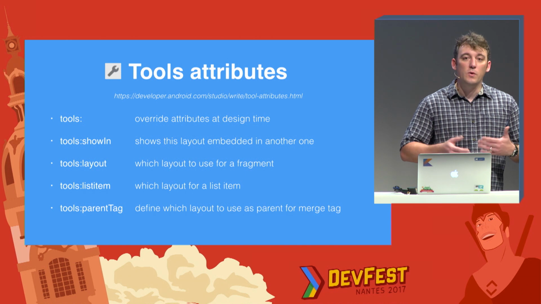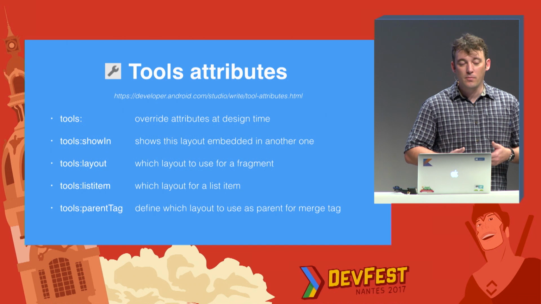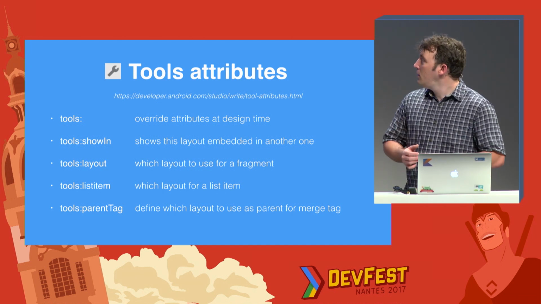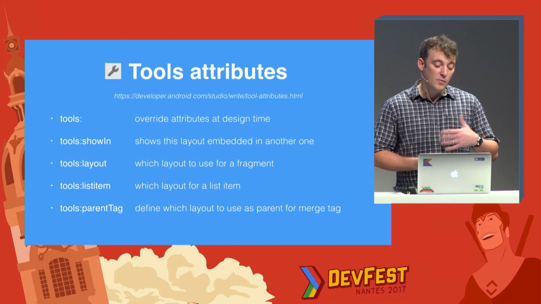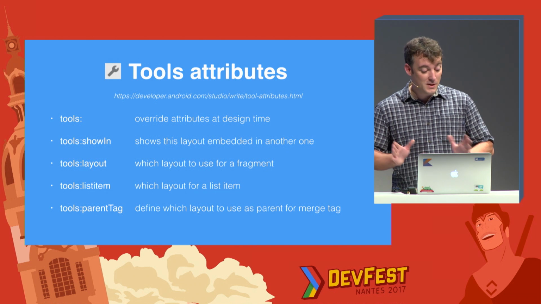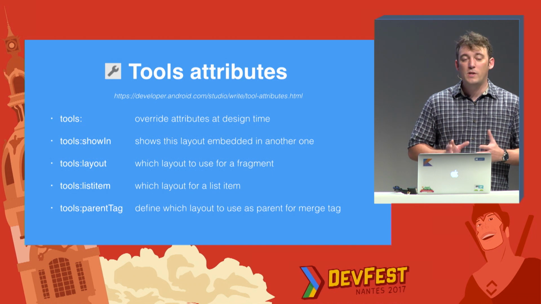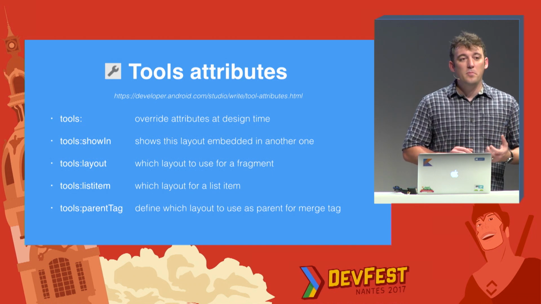That's nice if you just want to edit stuff, even though the actual real application will set those values itself. And there's a bunch of other attributes that are pretty useful. Specifically one, I don't know if you know about it, but if you don't, it's really cool: tools:listitem, which allows you, if you have a recycler view or a list view, to reference another layout that you will then use as the row in your layout.